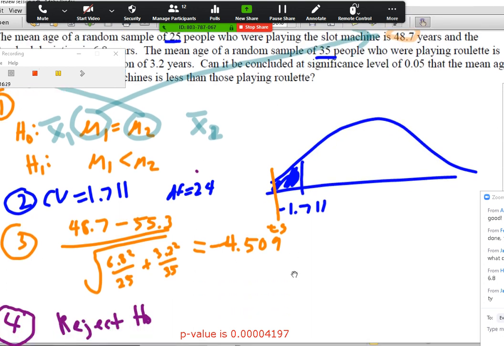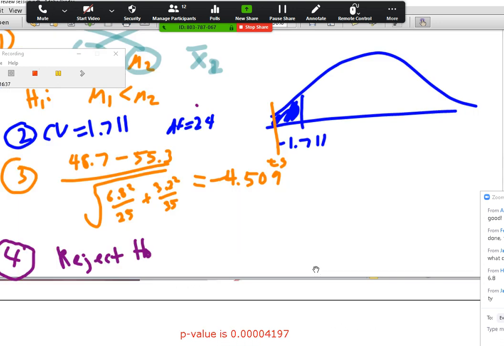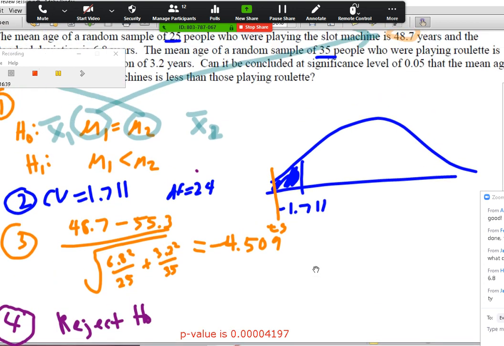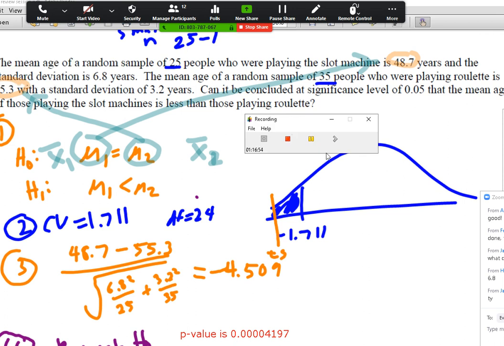All right, so we'll swing on down here. So here, obviously, we're going to reject H naught. It's totally in the rejection area, so we do have enough evidence. I don't think we finished it last class because we ran out of time. But we do have enough evidence to support the claim that the mean for the salt players is less than for the roulette players.